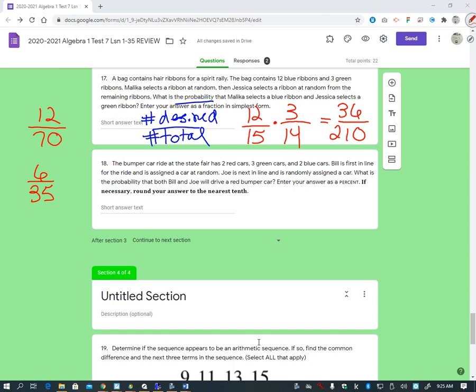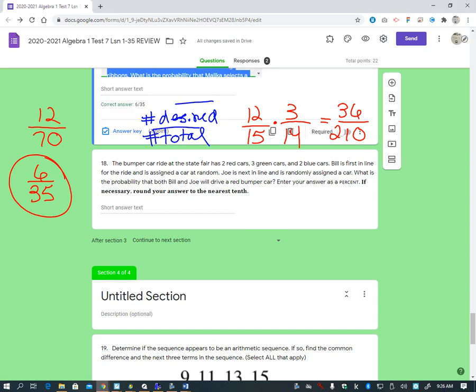They're not both divisible by 2. They're not both divisible by 3. That's as far as it should go. 6/35. Let's check the key answer. 6/35. Okay, 6/35. Can you guys do that?